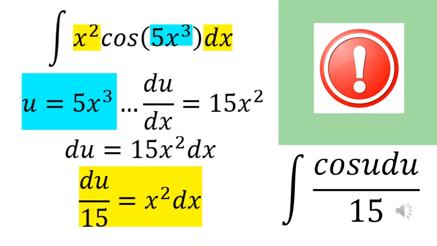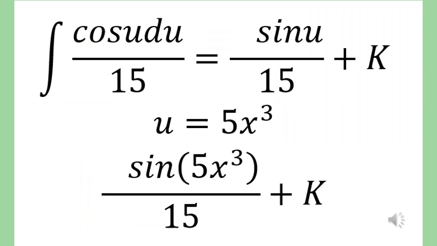I can change the 5x cubed to u, and that's why what I'm going to end up with is the antiderivative of cosine u du over 15. And actually, again, on this problem, I noticed when I was recording this video that I'd screwed up the antiderivative, but I fixed that so it's correct now. The antiderivative of cosine is just plain sine. That over 15 just tags along in the answer, so I'd have sine u over 15 plus k. And since u is 5x cubed, that's why my final answer is going to be sine of 5x cubed over 15 plus k.